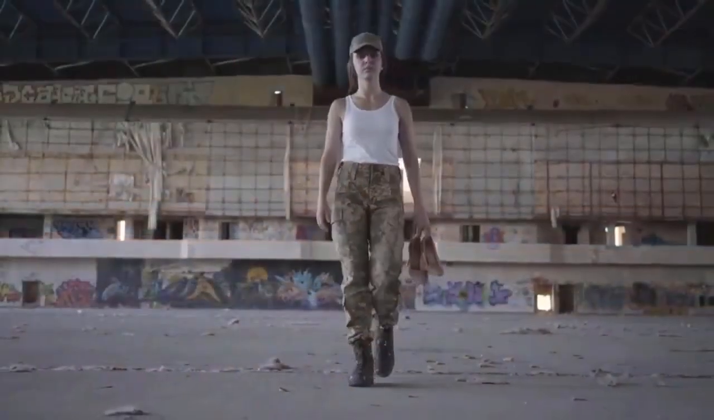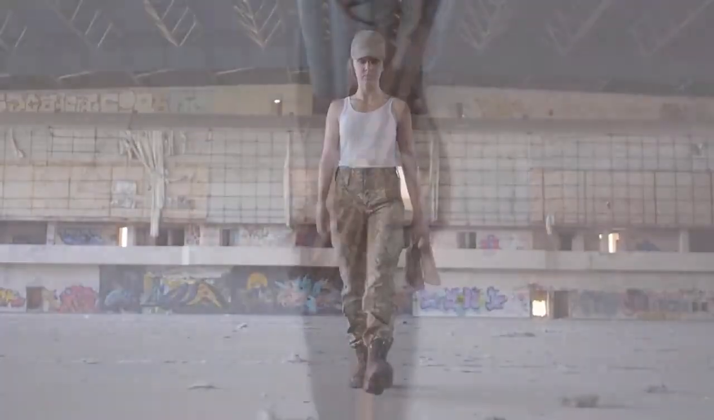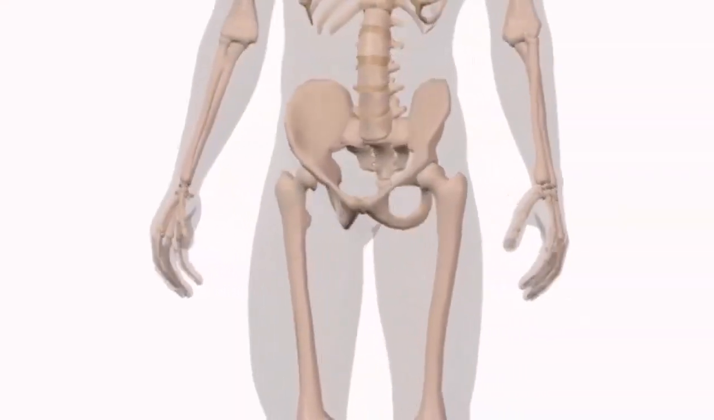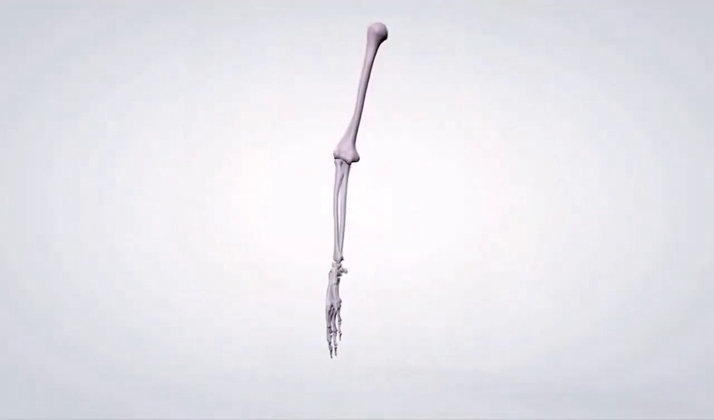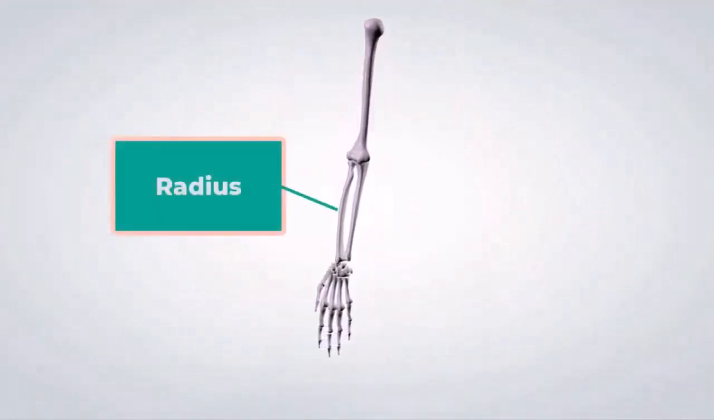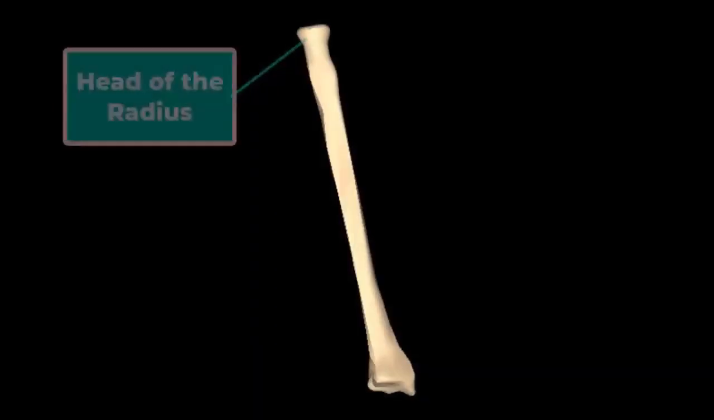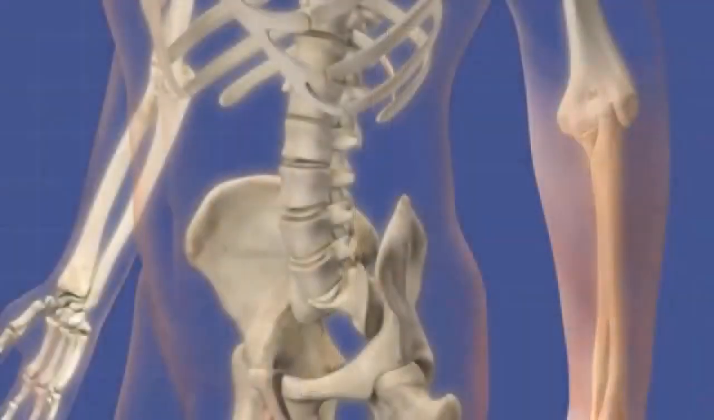The carrying angle is larger in females to accommodate the wider pelvis. The radius runs parallel to the ulna on the lateral side of the forearm. The head of the radius is a disc-shaped structure that forms the proximal end.